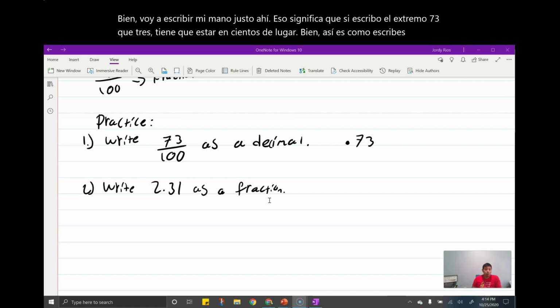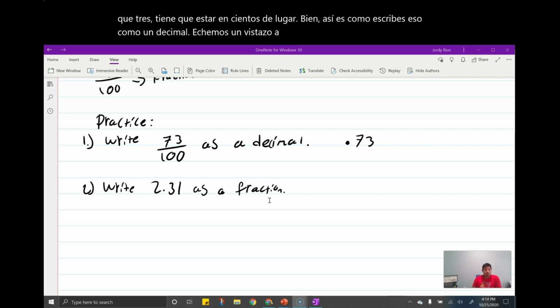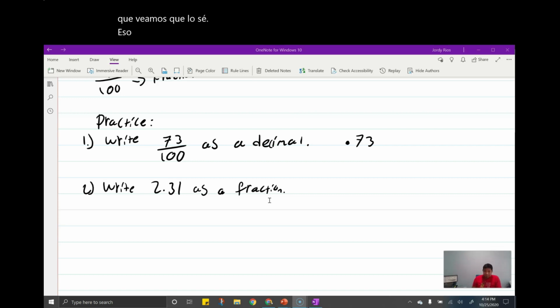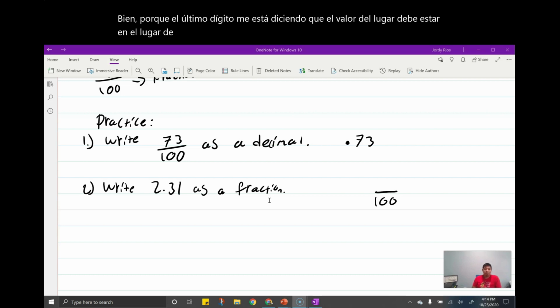Let's look at number 2. Write 2 and 31 hundredths as a fraction, okay? So let's see. I know that my denominator needs to be 100. Who can tell me why? Good, because the last digit is in the hundredths place, which is 100. Good. My numerator is going to be my what? Good. It's going to be 31. Okay? Because that's in the decimal section. What about this 2? What do I do with it?